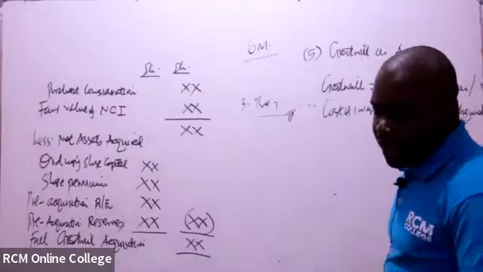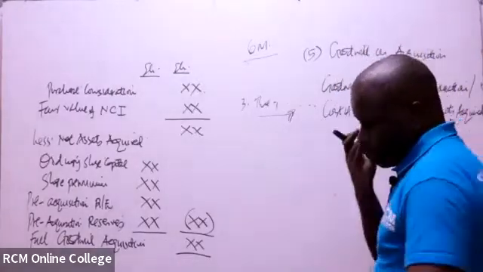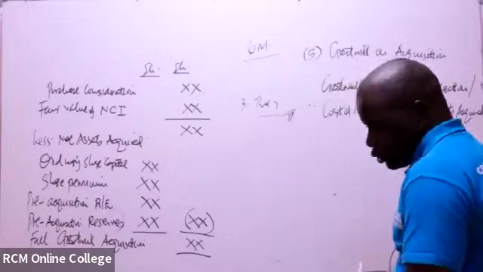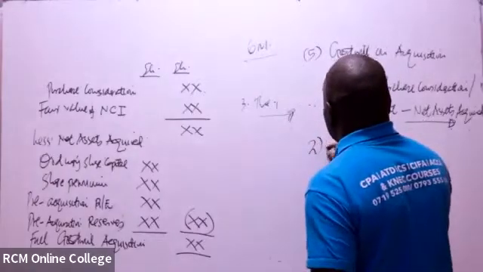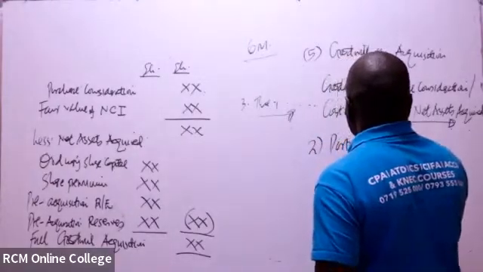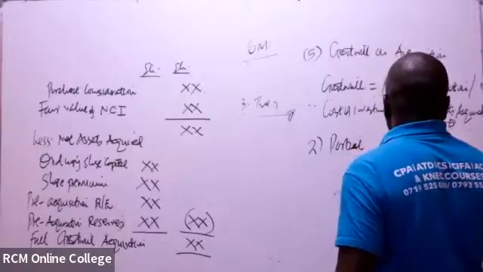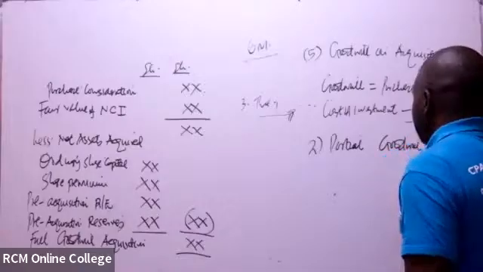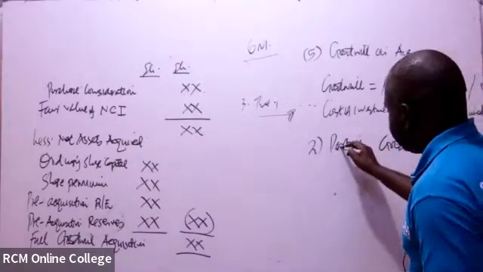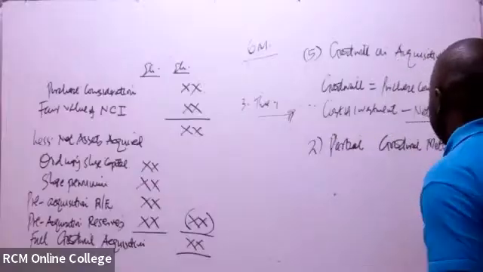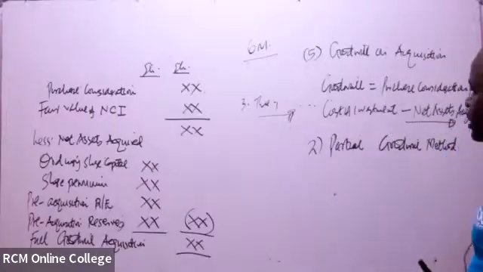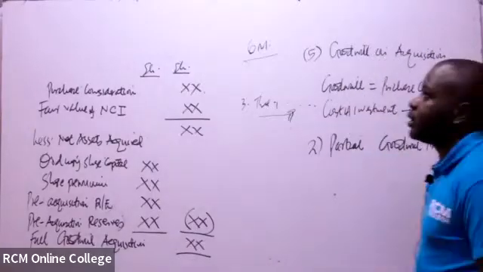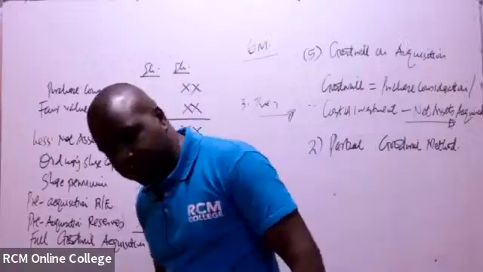So number two, we have what we call the partial goodwill method. So you write this about the partial goodwill method.